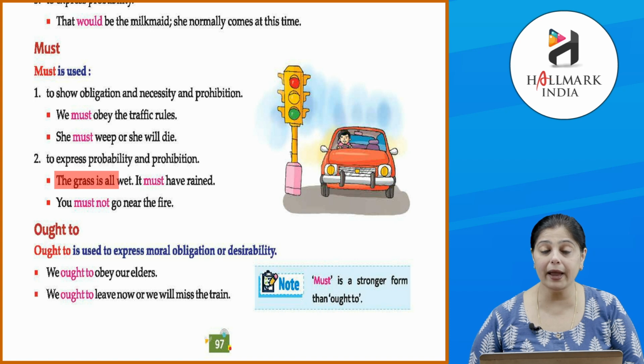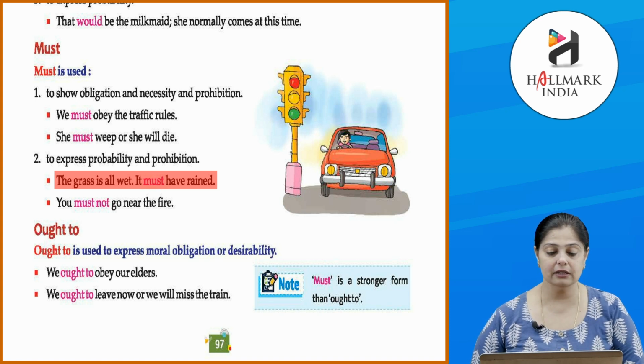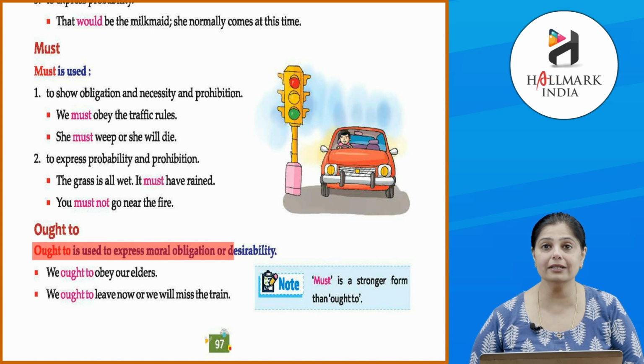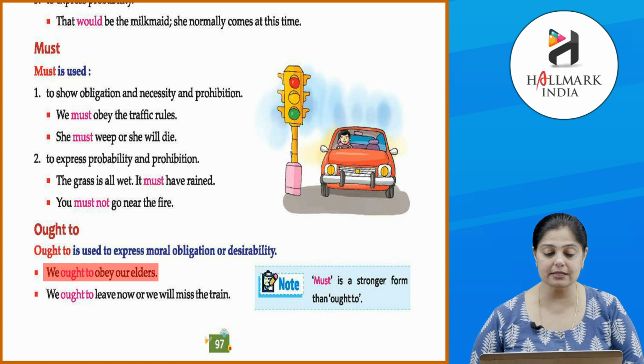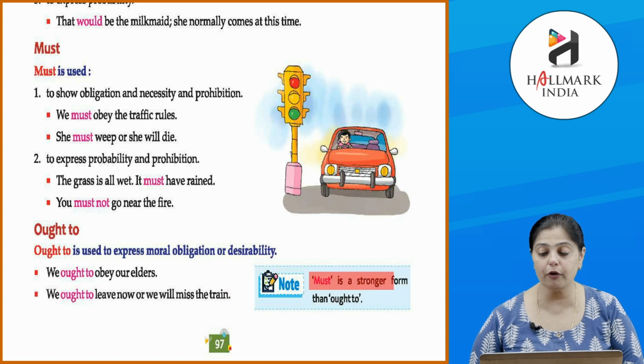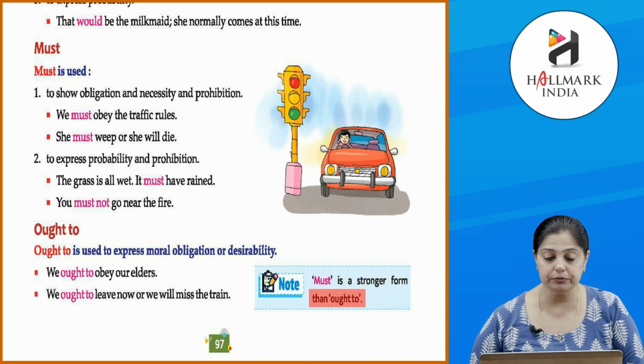The grass is all wet. It must have rained. Okay, so we are not sure why the grass is wet. So probably it must have rained. You must not go near the fire. Okay, ought to. Ought to is used to express moral obligation or desirability. We ought to obey our elders. We ought to leave now or we will miss the train. So must is a stronger form than ought to.